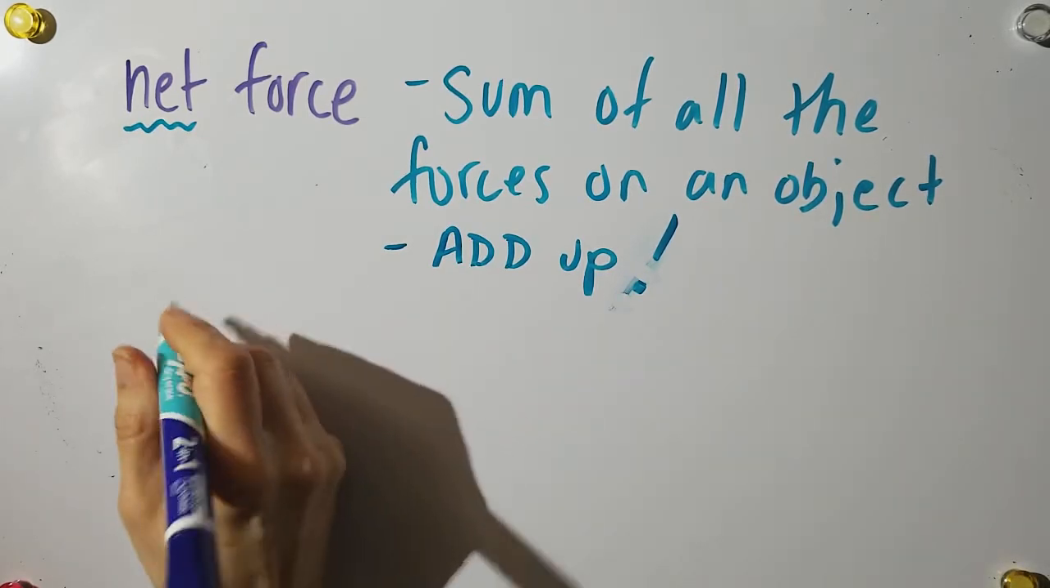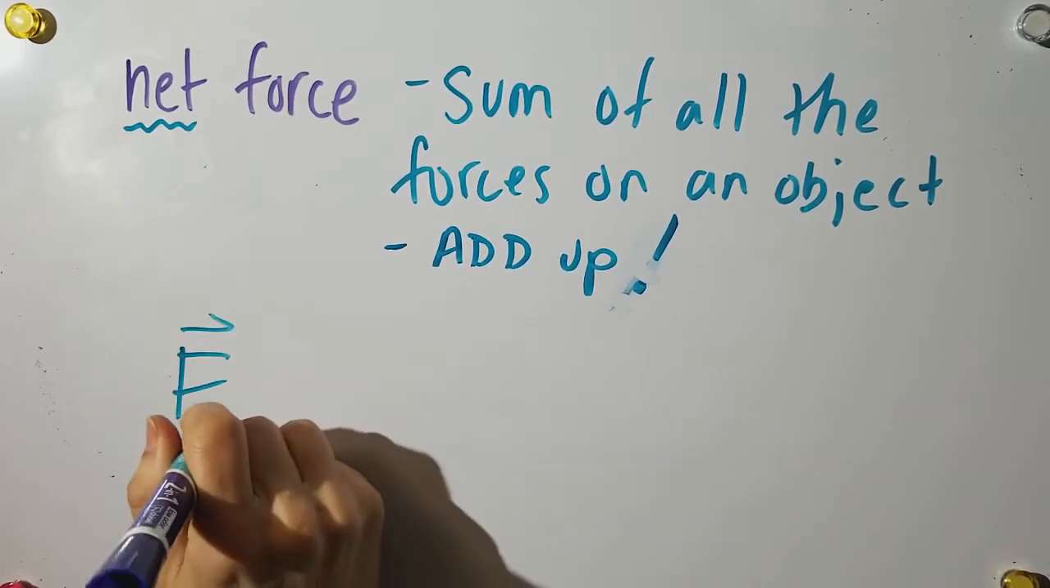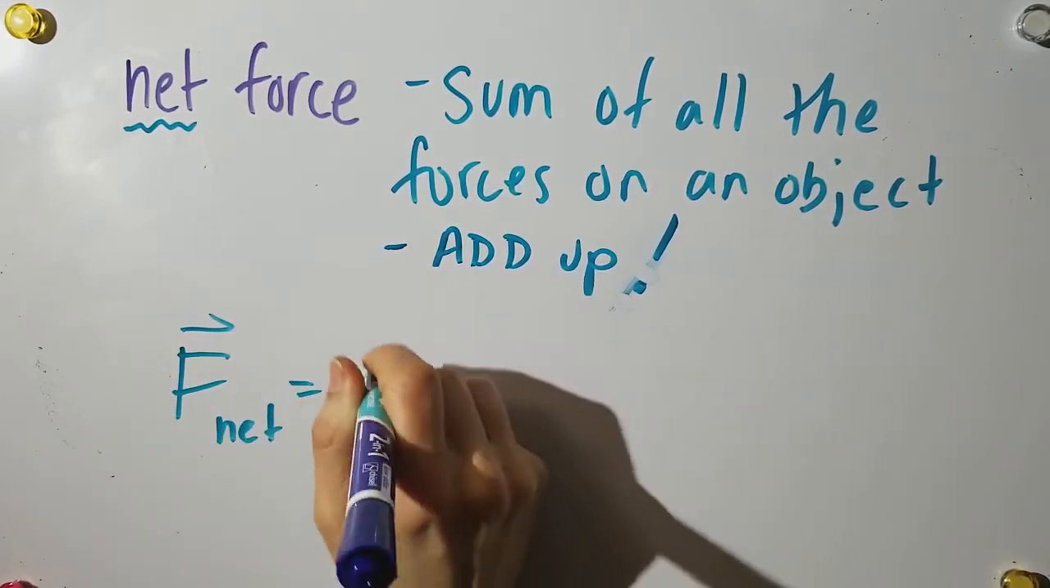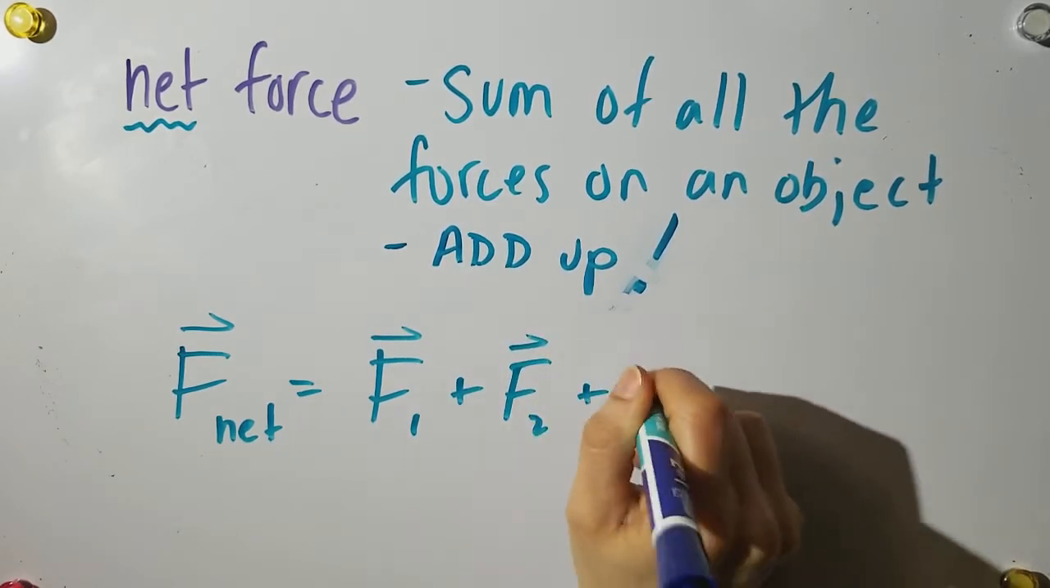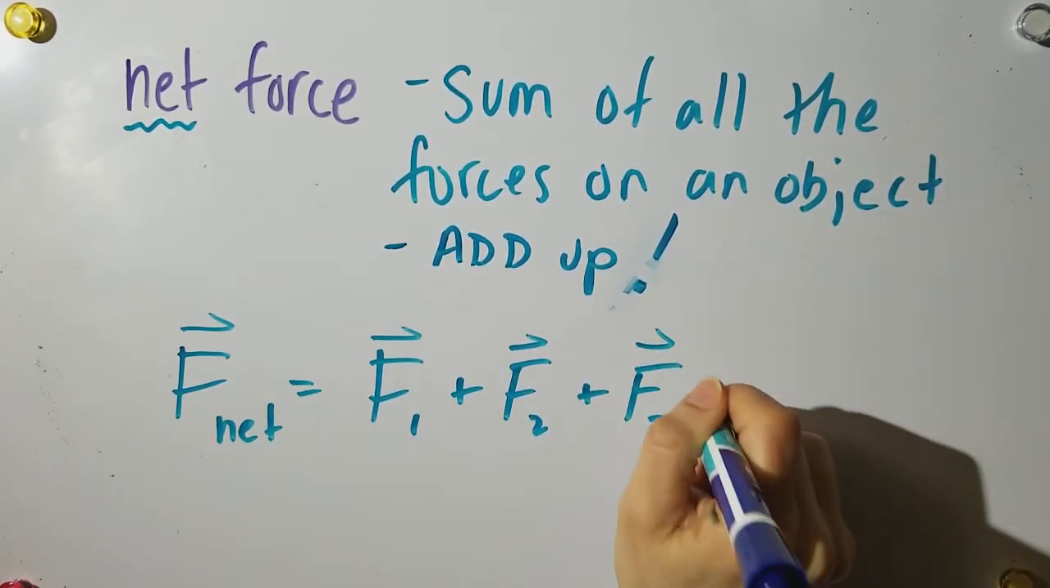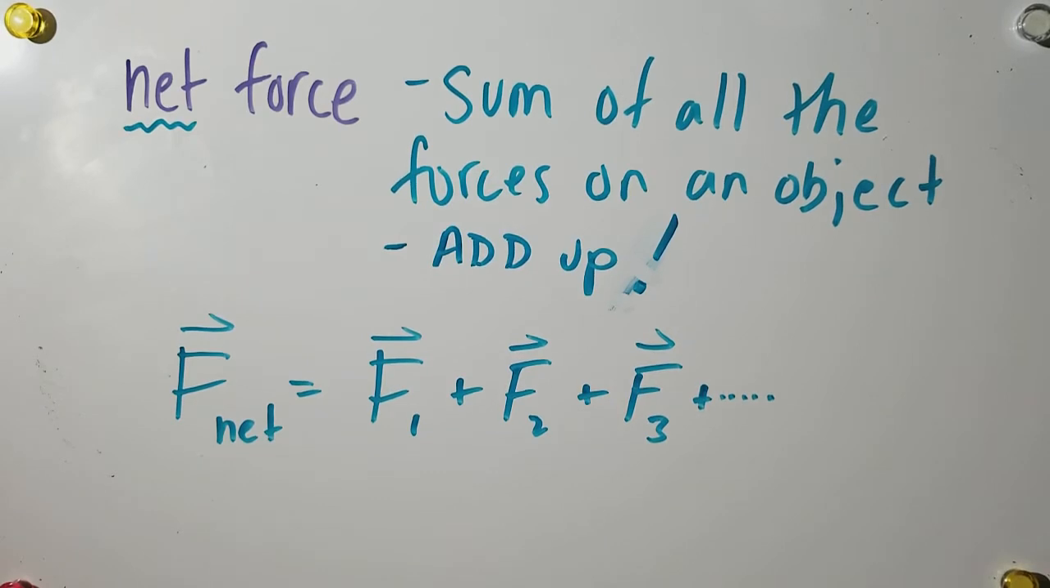Okay, so what is net force? F net, you just add them all up, however many forces there are. This could go on forever. Usually we don't have more than a couple, but F net is the sum of all the forces on an object.